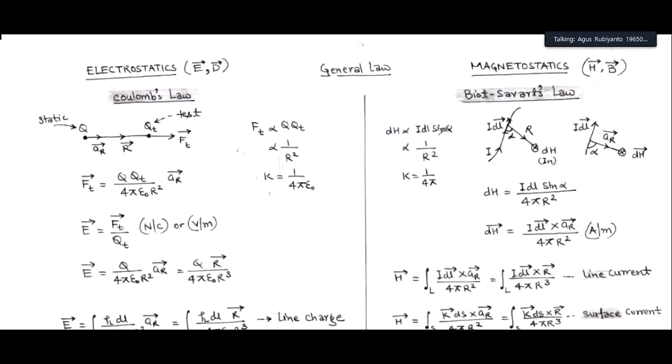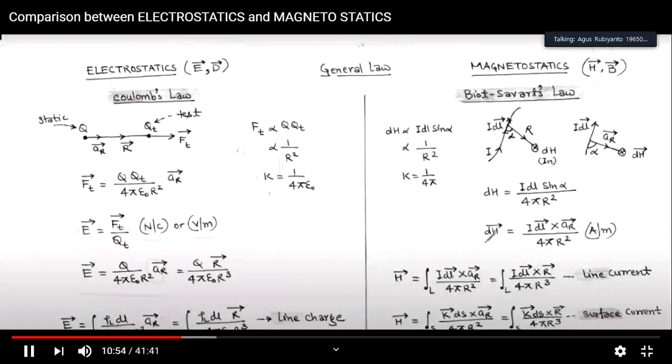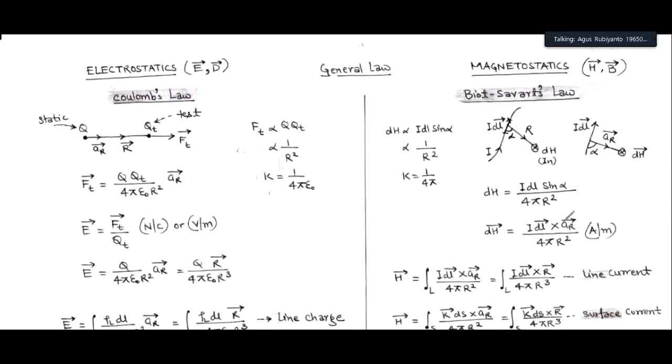of I into dl and sine alpha, and inversely proportional to square of the distance between them. Here the constant of proportionality is 1 upon 4 pi. So in magnitude form, dH equals I into dl sine alpha upon 4 pi r square. In terms of vector, it is dH vector, and here we consider a cross product, that is cross product of I into dl vector and unit vector r. So dH vector equals I into dl vector cross unit vector r upon 4 pi r square, and its unit is ampere per meter.